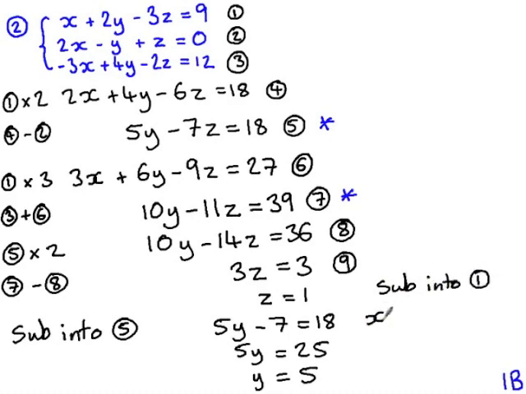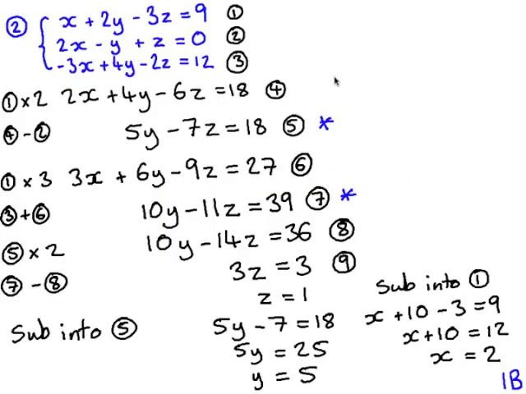We've got x plus 2y, so plus 10, take 3z equals 9. So x plus 10 is 12 and x is 2. There are three solutions: x = 2, y = 5 and z = 1. And as I said at the beginning, there's more than one way that this could be done. These were the moves that seemed the easiest to me at the time. If you did it a different way but still managed to get these three values, then that's absolutely fine.